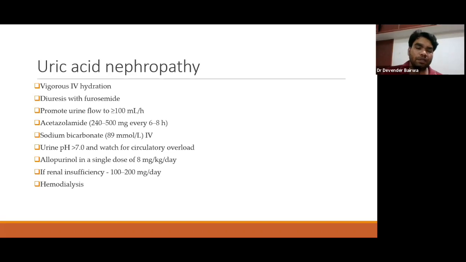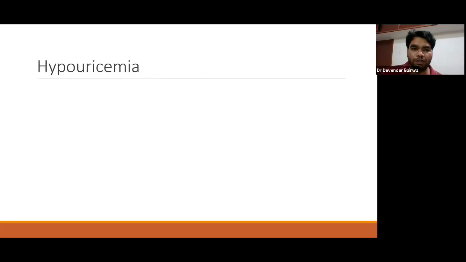If you start these measures early, they will generally work. Suppose these fail, then you can go with hemodialysis also. We also use rasburicase, that is urate oxidase. We provide this rasburicase enzyme so that it can break down uric acid to allantoin, and this is also being given frequently in our oncology patients.